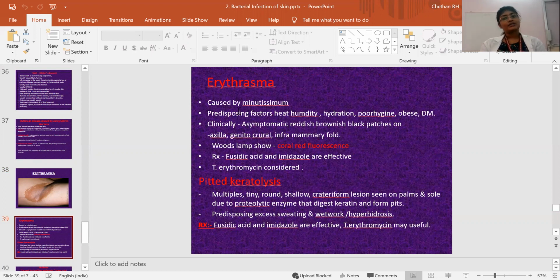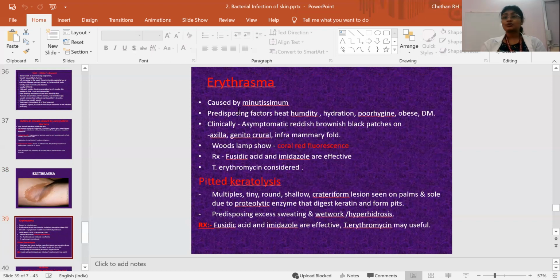Now, pitted keratolysis comes as multiple tiny, round, shallow, crateriform lesions, not so deep, seen on the palms and soles, due to a proteolytic enzyme that digests the keratin and forms the pits. Wherever there is a proteolytic enzyme, we know it will digest proteins, digest the keratin, and form pits. So that is nothing but pitted keratolysis.